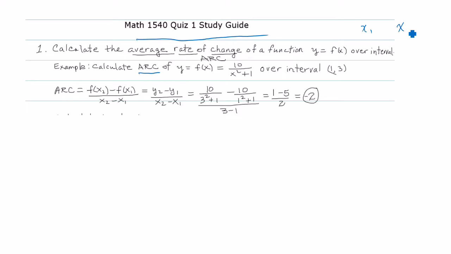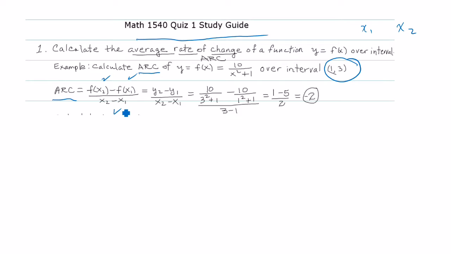And the average rate of change, in this particular case, we're going from 1 to 3. The average rate of change in this equation you definitely need to remember, not just memorize, but understand the concept. And it's f of x2 minus f of x1 divided by x2 minus x1.